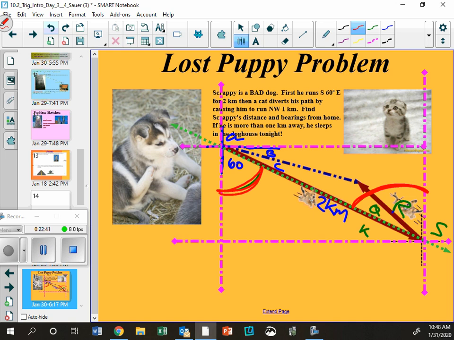Those are alternate interiors. So together, those two make 60. Even more importantly, what's K then? 30. K has to be 30.